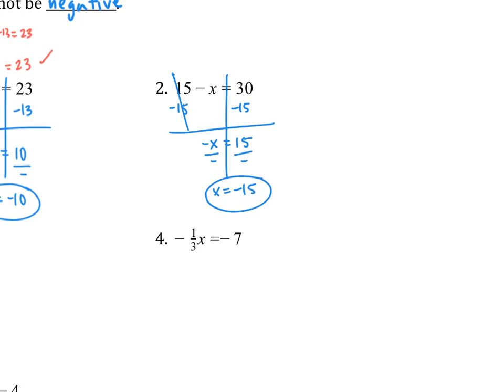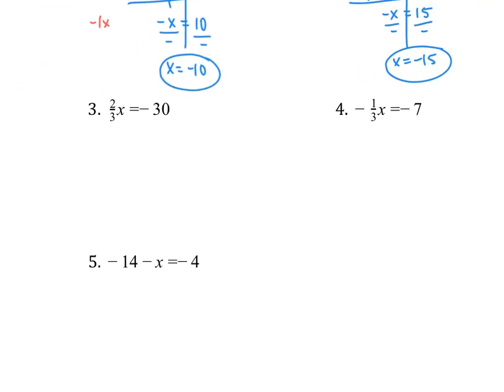And again, I can check my work by plugging my answer back in for my variable. So 15 minus negative 15, if that equals 30, I am right. Two negatives make a positive, chop chop. 15 plus 15 is 30, so 30 equals 30. So I'm right.